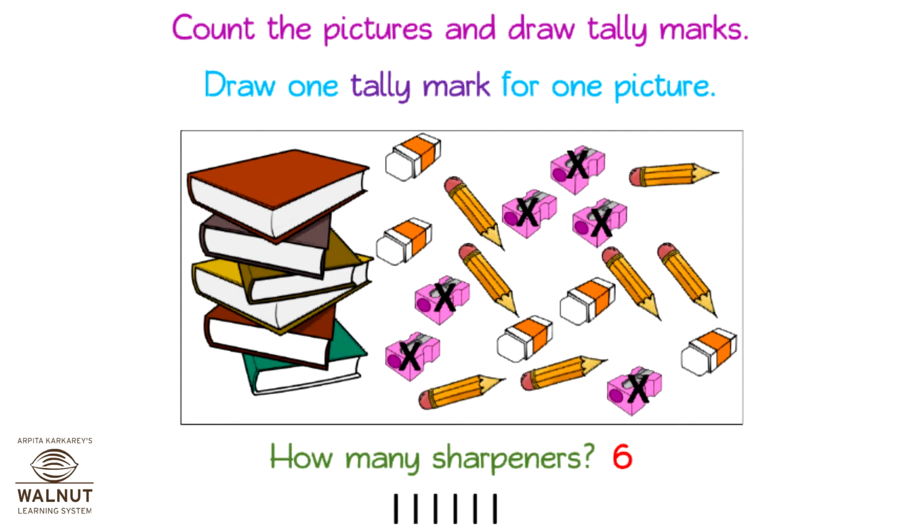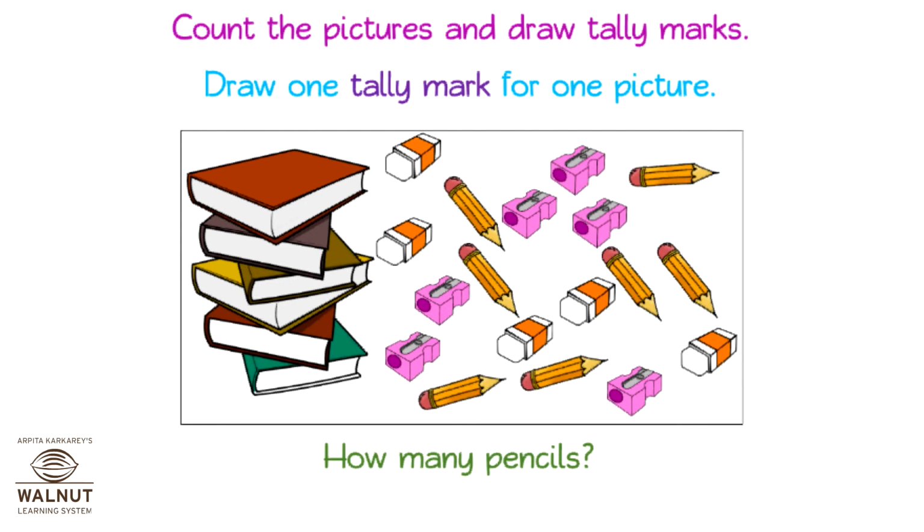We have 6 sharpeners. How many pencils? Draw one tally mark for one pencil. And remember to make a small cross when counting the things. 1, 2, 3, 4, 5, 6, 7. We have 7 pencils. Now you know how to put tally marks.